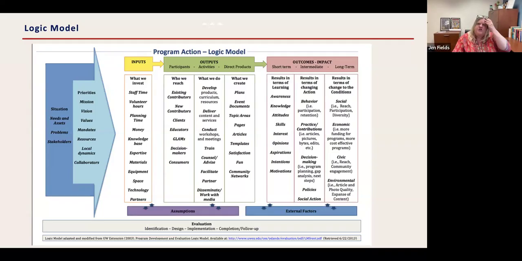So your logic model is your friend. It helps you lay out what activities you're doing and what you hope to get from doing those activities.